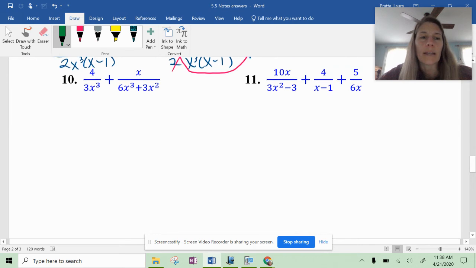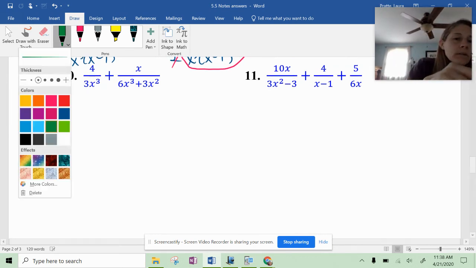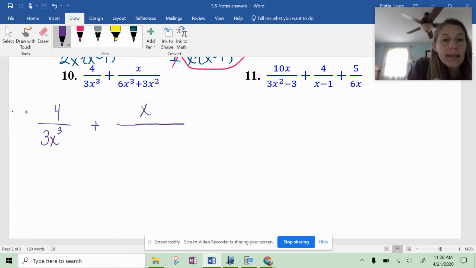All right, so let's take a look at 10 and 11. Okay, so for number 10, we have a monomial factor on this side, and then we have this binomial factor. However, there is a GCF that we can take out here. We can divide out a 3 and an x squared. So you always want to do that factoring first. Then you're left with 2x plus 1.